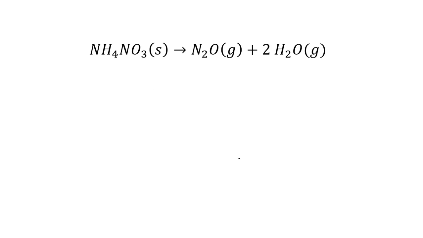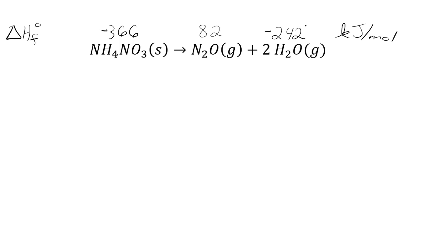All right, so here's what we have. We can look up all of these variables in the appendix of our book, except for this first one, which is negative 366. And that is kilojoules per mole, standard enthalpy. So pause the video and look up the enthalpy values for each one of these two molecules in the appendix in your book. You should have gotten 82 and negative 242.